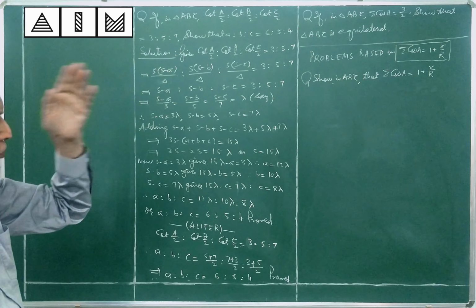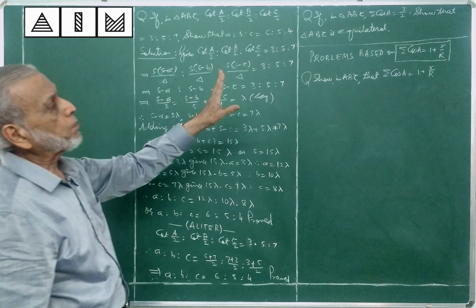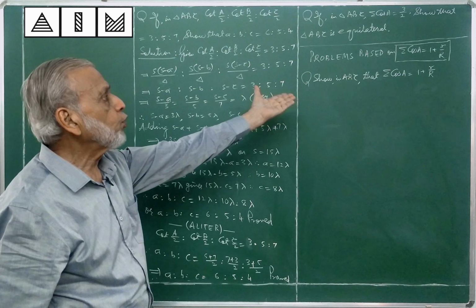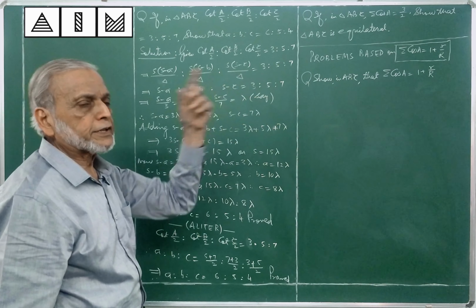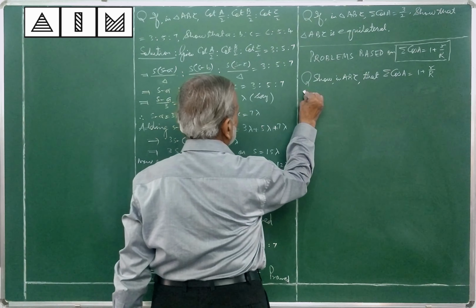Now see another question. There are some questions based on sigma cos A is equal to 1 plus r by R. We have to prove one identity, we will prove it, and there are so many questions based on this identity. Please see this solution.